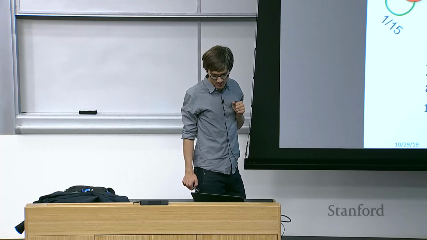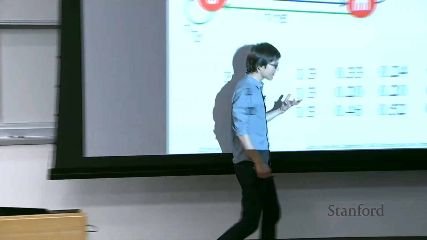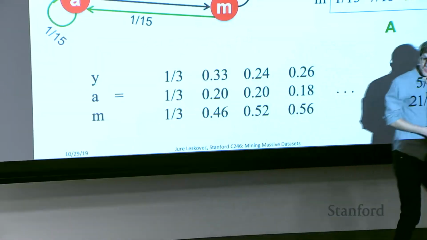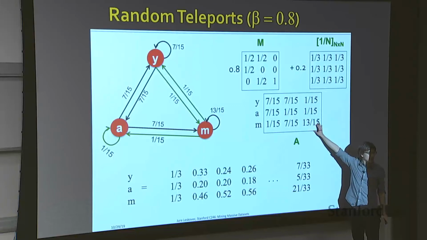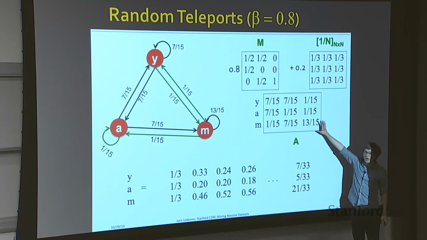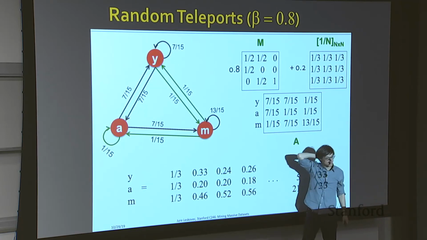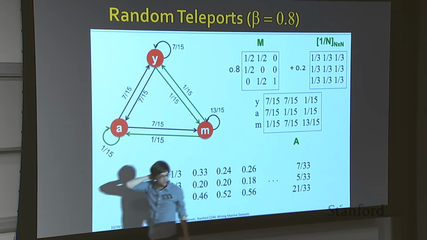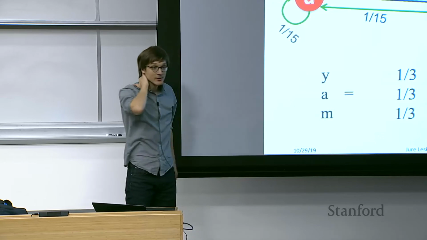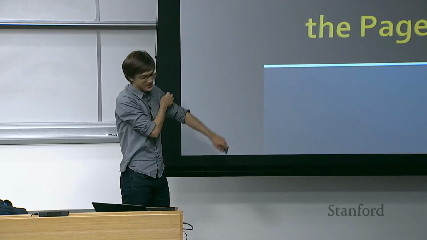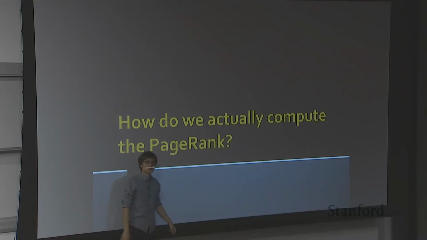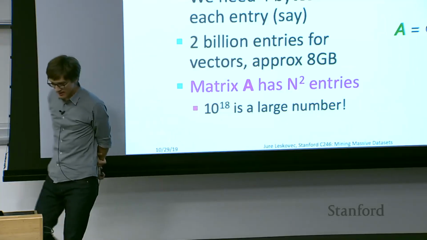All right, so let me now show you how we actually compute this. One thing you should observe is that this is now a dense matrix. So if this is 200 million or a billion pages, then this is a billion times a billion, right? So that's a lot of billions. How do we actually go and compute the PageRank?